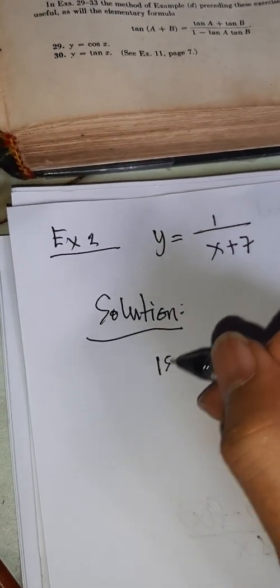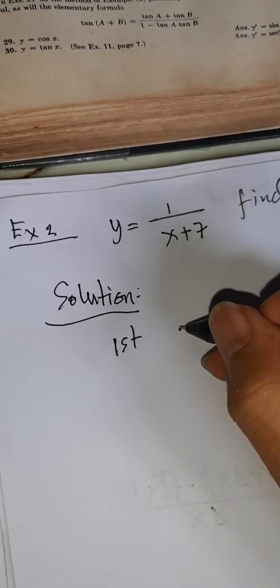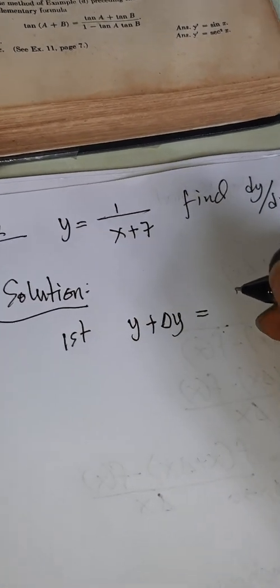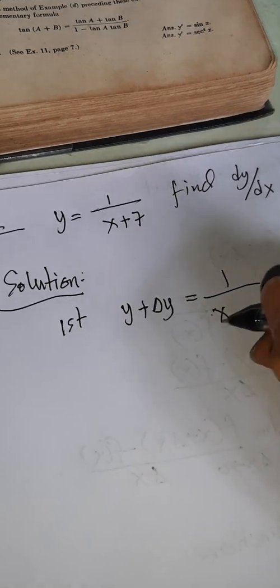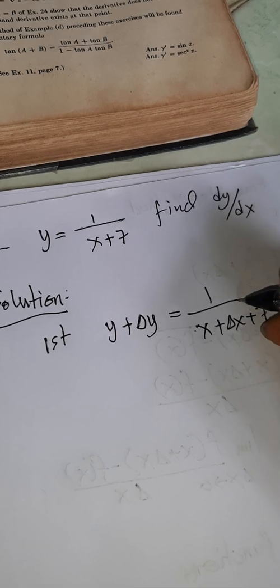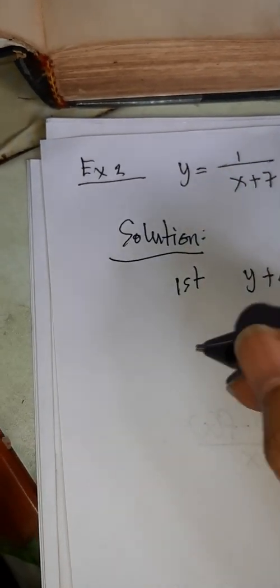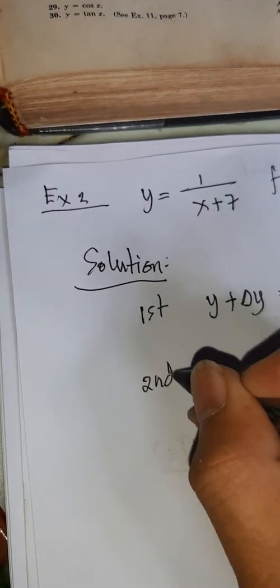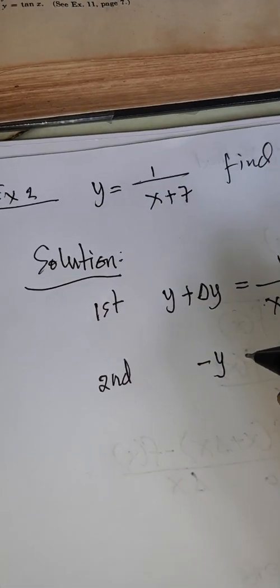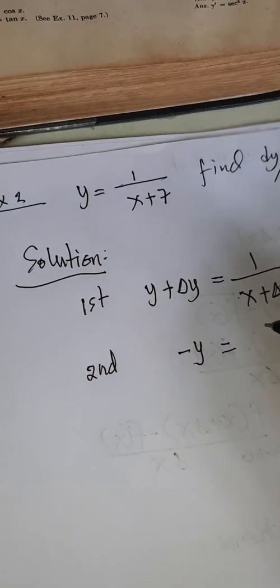Solution. The first step is to replace y with y plus delta y and x with x plus delta x. Then simplify. Since simplified na yan, pwede na tayo mag-proceed sa second step. And the second step is to subtract the original equation from this new equation.